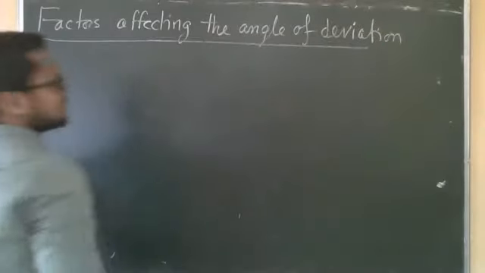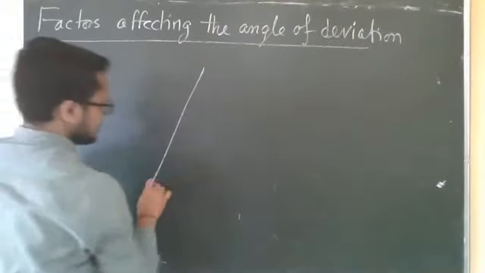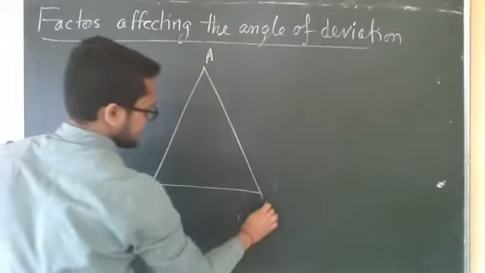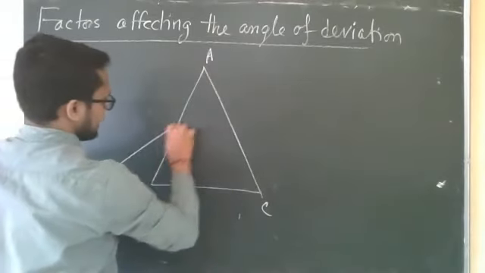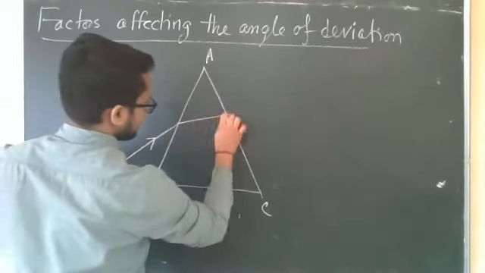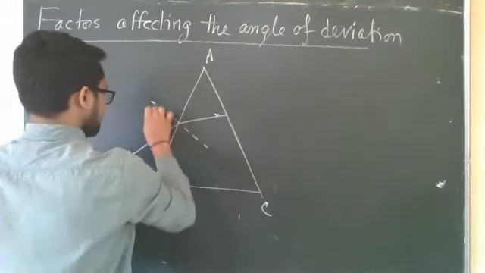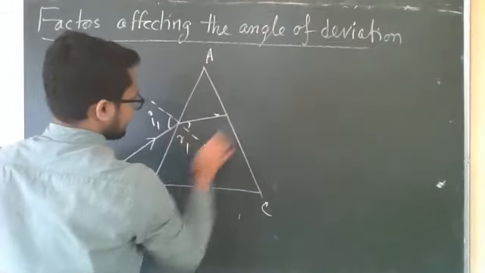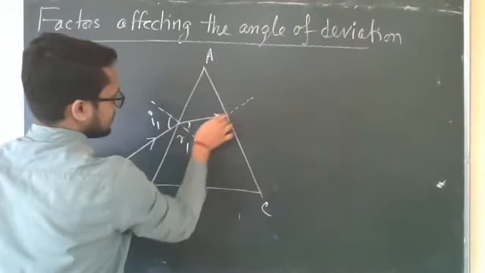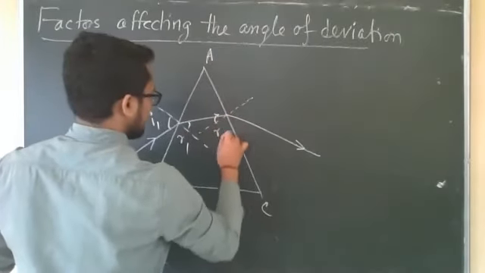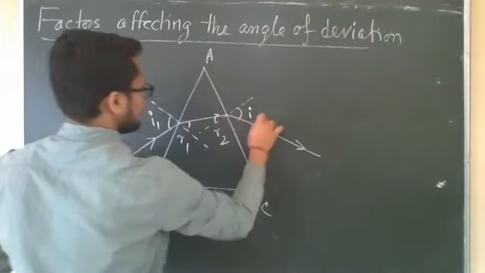First, I'm telling what the angle of deviation is for a prism. For a prism, there are two refracting surfaces, one is AB, another is AC. When light is incident in this way, it will refract. Here draw the normal. This is the angle of incidence I1, this is R1. Then draw the normal here also. It will go in this direction. This is R2 and this is I2.